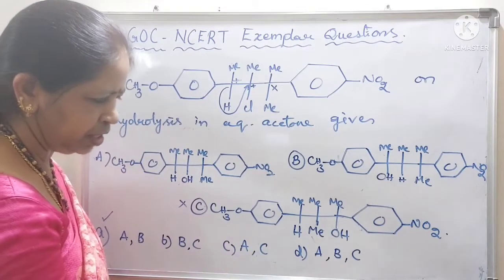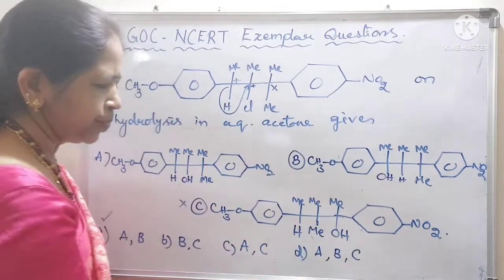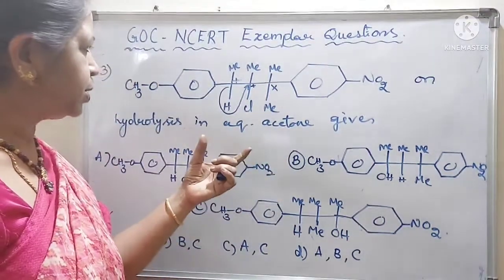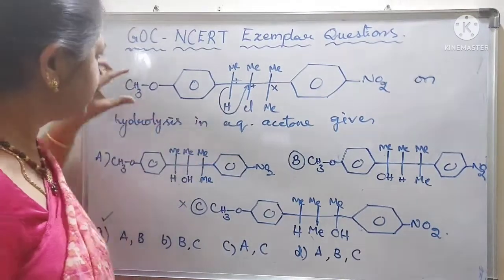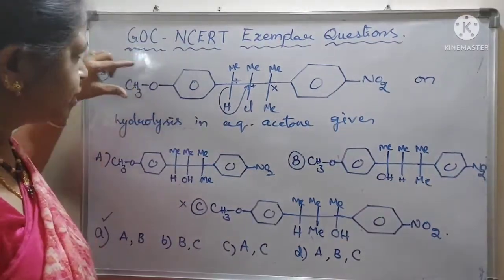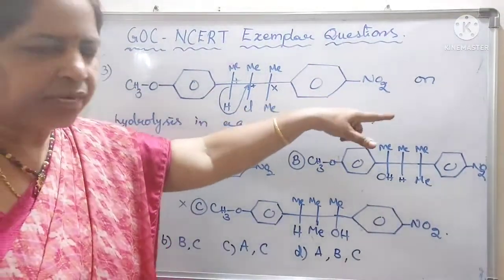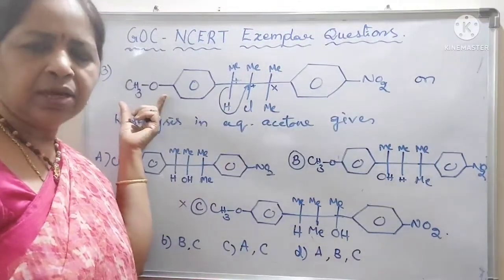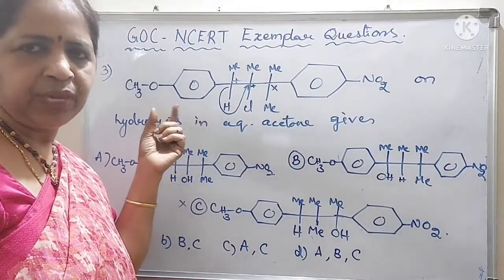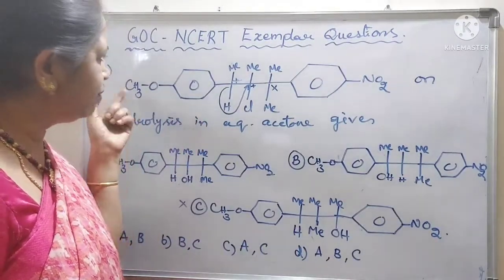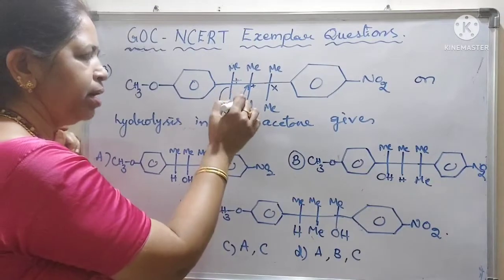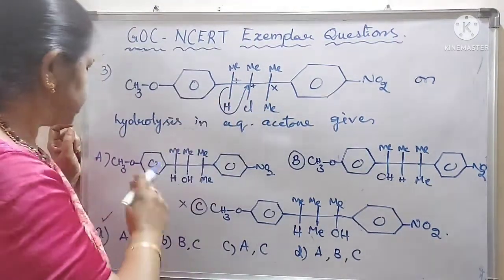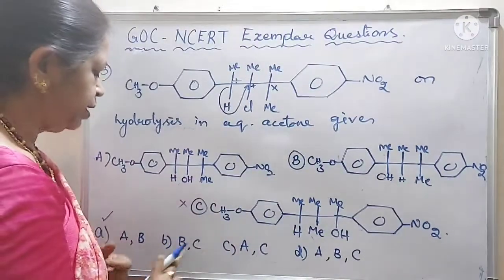C is not at all formed in the reaction. And the reason for the migration of the hydride ion is methoxy group on the left side and nitro group on the right side. It is an electron withdrawing group and this is an electron releasing group. So it will allow the hydride ion to migrate to the right side. So this A and B are formed in the reaction.